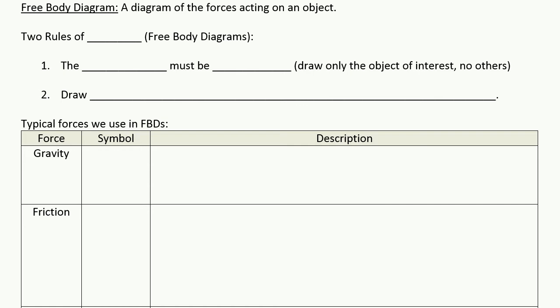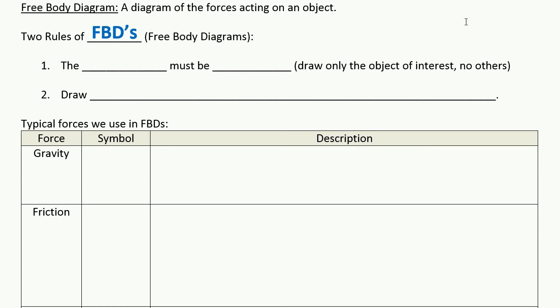We actually did some free body diagrams in the previous lessons. If you'll recall, we drew a diagram of a book with all the forces acting on it as it was sitting on a table and as it was falling off the table. But we didn't call those free body diagrams at the time. So we're going to get into some of the specifics I want you to keep in mind when you're drawing these diagrams. As I like to say, there are two rules for drawing FBDs, or free body diagrams.